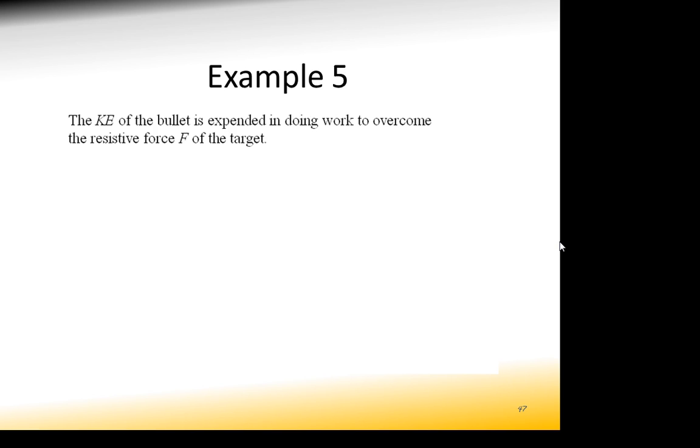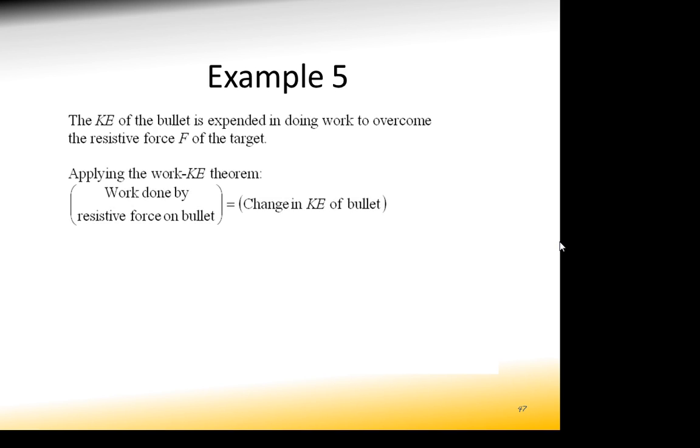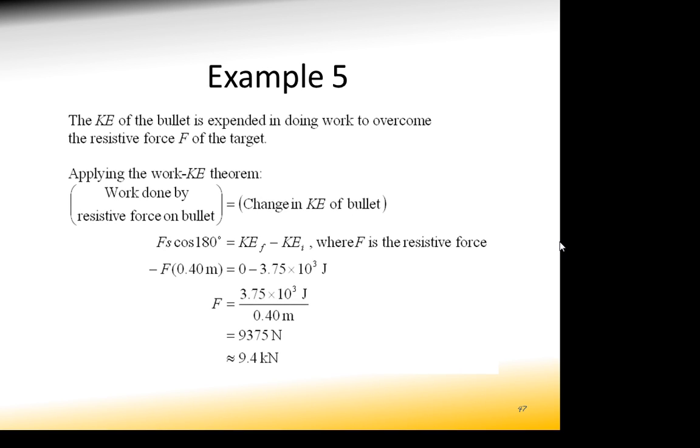The KE of the bullet is expended to do work to overcome the force of it. That is what you need to relate: the conversion between energy to work done. So the work done by me to stop the bullet will cause the bullet to lose its kinetic energy. Okay, so my force and the distance of 40 cm is 180 degrees from each other. K final, K initial.